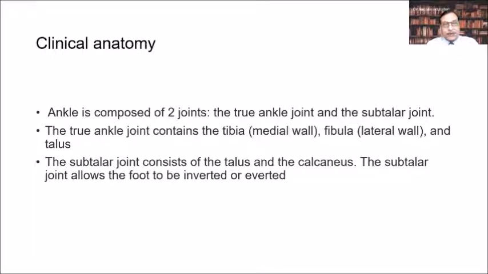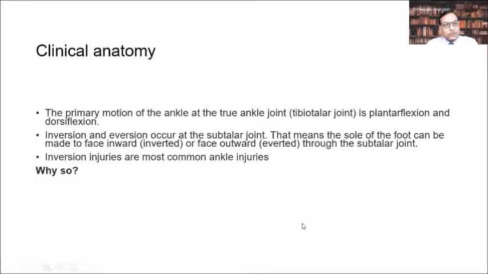Remember, when we talk of the ankle joint, we talk of two joints. One is the true ankle joint and another is the sub-talar joint. The true ankle joint, we know, contains the tibia, the medial wall of the tibia, the fibula and the talus. The sub-talar joint is made of the talus and calcaneus. Now the movement occurring at the ankle, for the tibiofibular joint, is only plantar flexion and dorsiflexion.